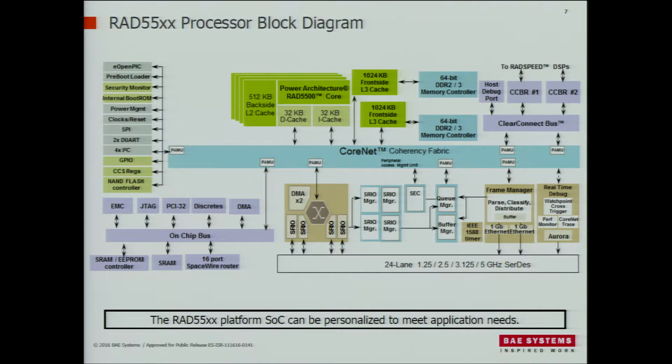And again, down here in the bottom left-hand corner is some of the legacy function from RAD750 era devices. There's 16 ports of SpaceWire coming off the device. There's a 32-bit PCI bus, SRAM and EEPROM controller for legacy devices. And then finally the ClearConnect bus to the RADSpeed DSPs on top.